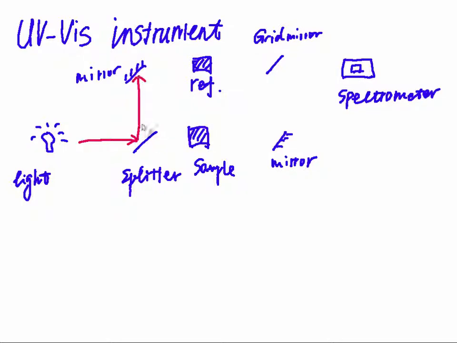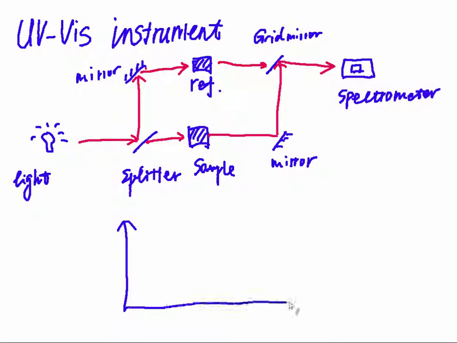Light shines onto the splitter and is divided into two beams. One passes through the reference, and the other passes through the sample, and they both pass through the grid mirror and into the spectrometer. Then you can have an absorption spectrum, which usually looks like this.